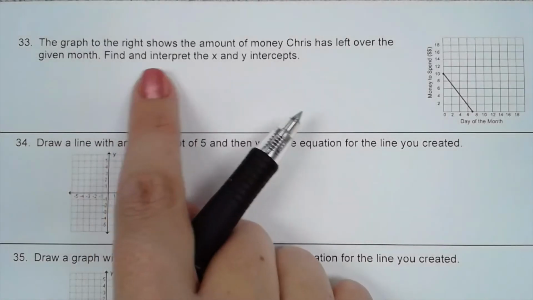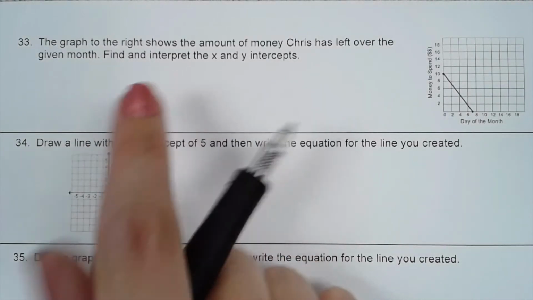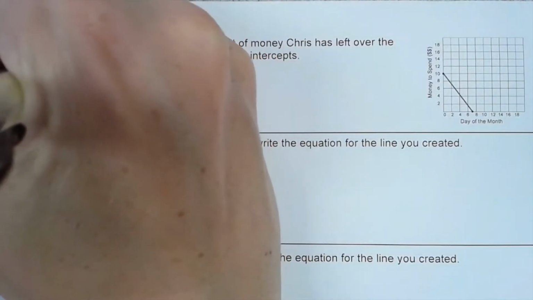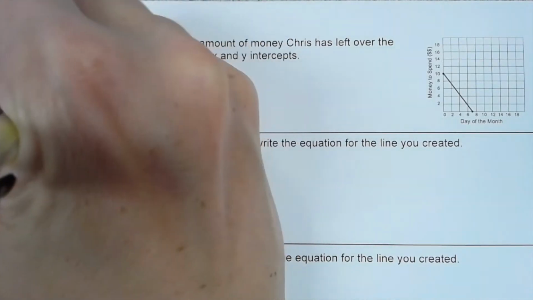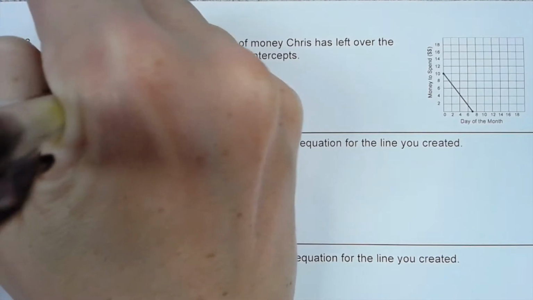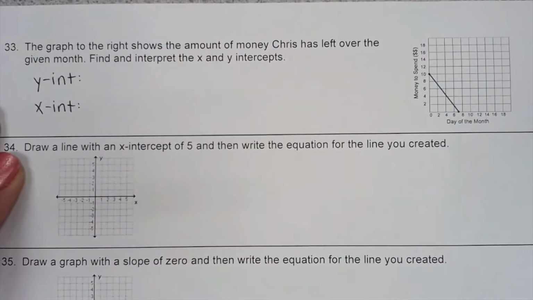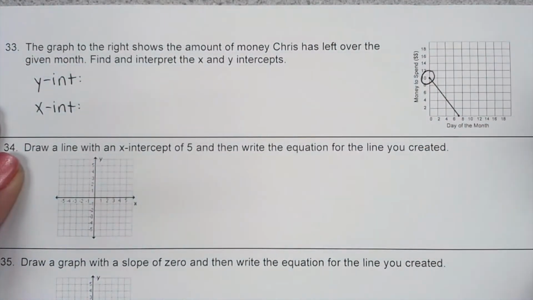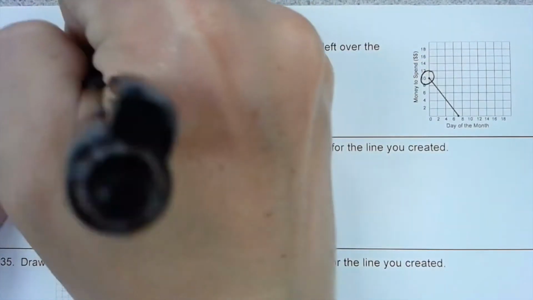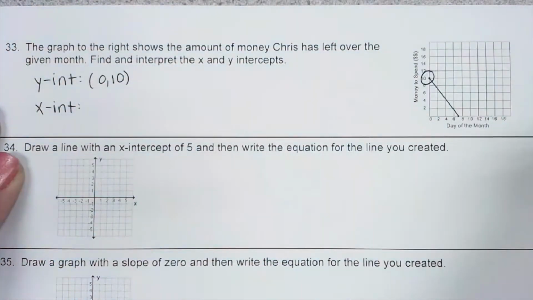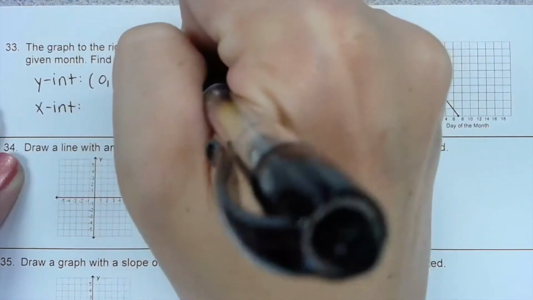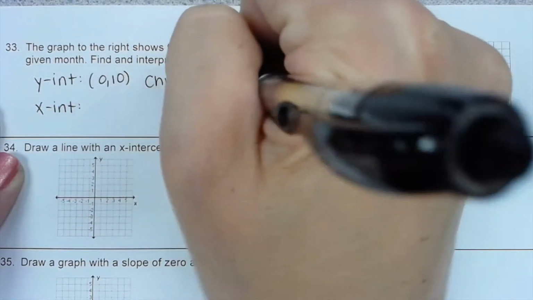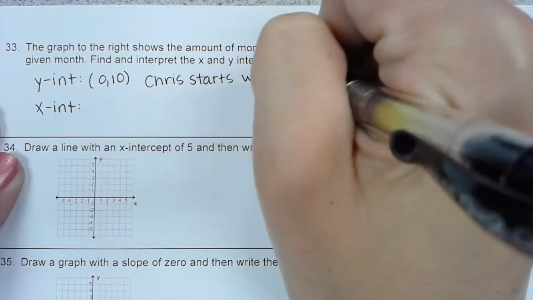Question number 33 gives you a picture of a graph, and it asks you to find and interpret the x and y intercepts. So when you find them, you're going to list what they are. And then when you interpret them, you're going to write some words that describe what they mean. So the y-intercept is the point where the graph crosses the y-axis. So my y-intercept is (0, 10), and that represents that Chris starts with $10.